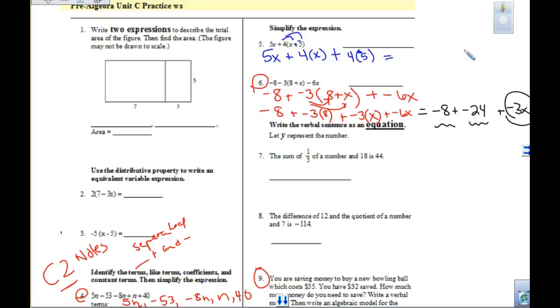Okay? So the quiz looks a lot like this. It's 9 questions. It looks pretty much like this. Make sure tomorrow we'll correct this in class. Okay?